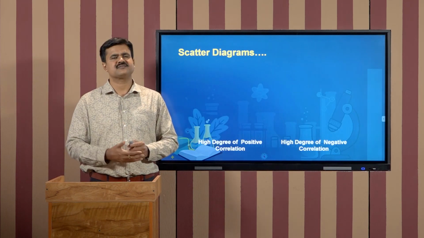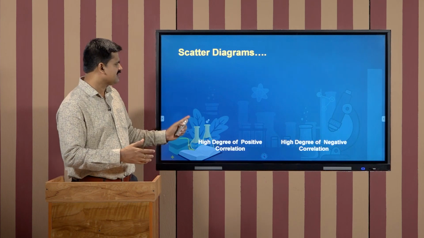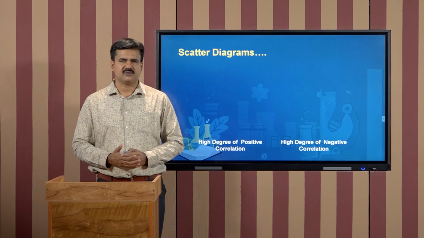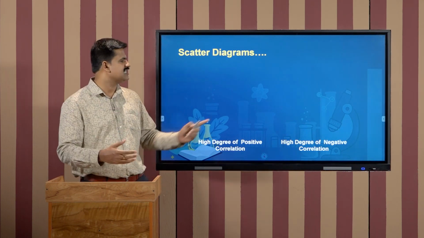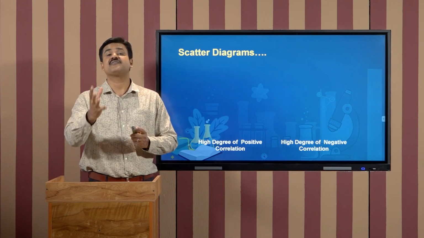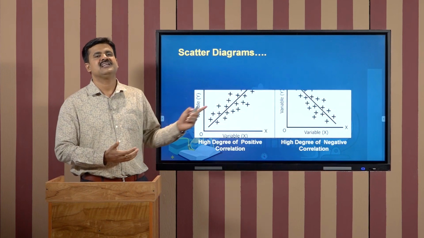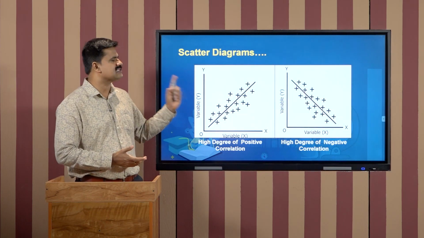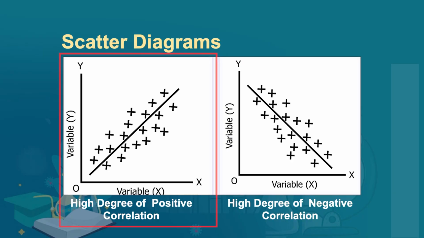There are other types of scatter diagram also. Suppose there is a high degree of positive correlation; its opposite, there may be a high degree of negative correlation. How will these situations reflect in the scatter diagram? It appears like this. In these curves, you can see several points, and this indicates high degree of positive correlation, and the opposite part simply represents high degree of negative correlation.